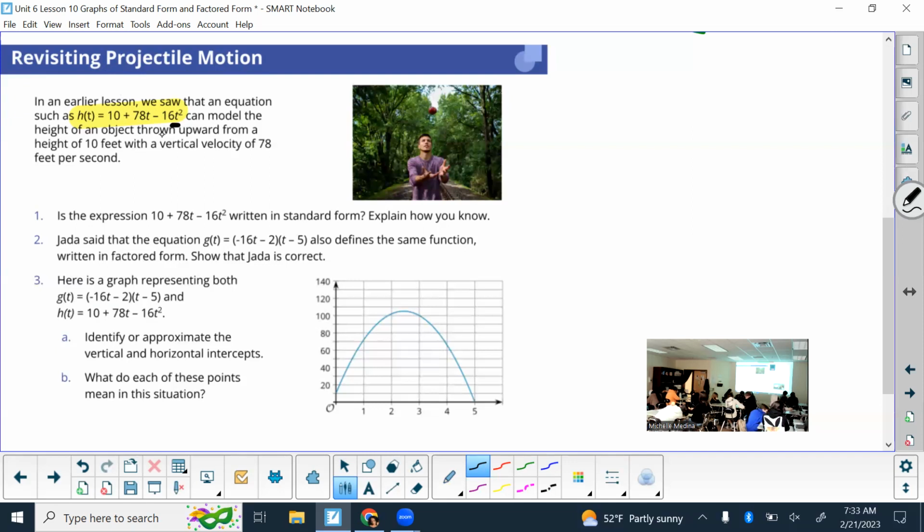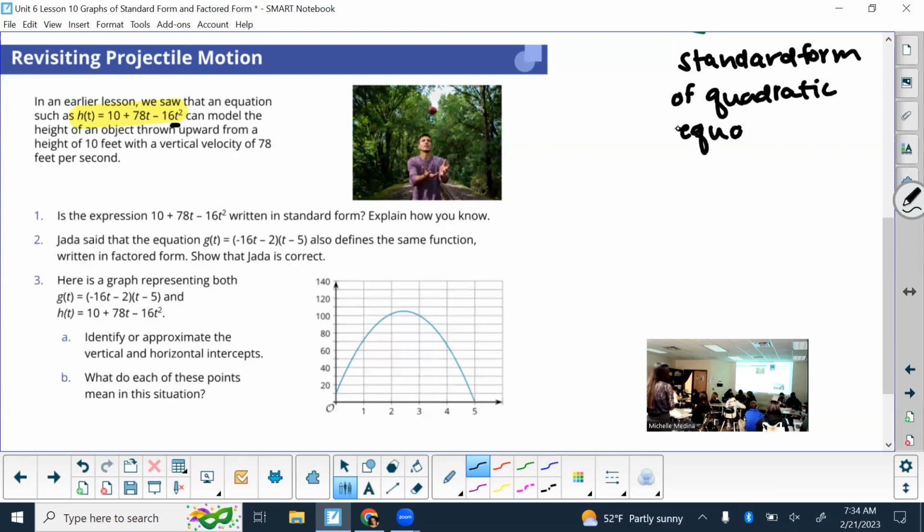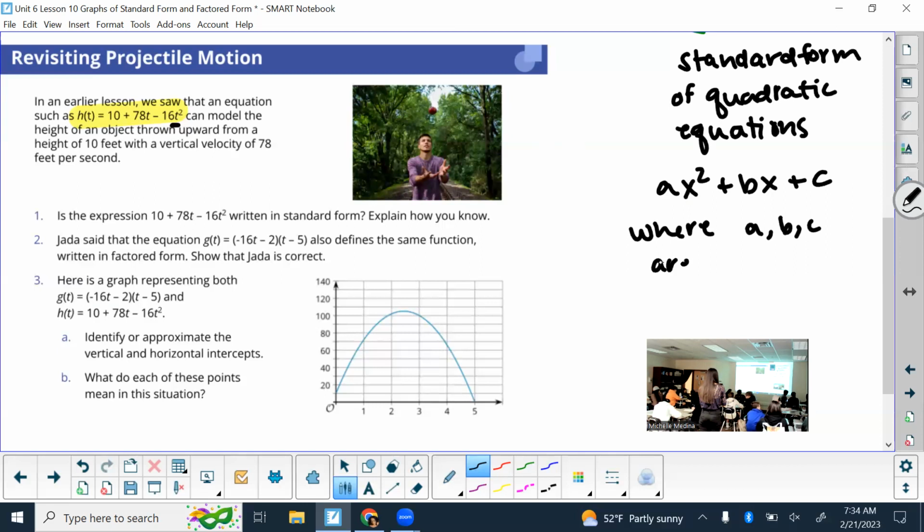Just so you know. So this says, is the expression written in standard form? All right, you probably don't know that yet because you haven't done lesson 8 or 9 yet. So I'll show you what standard form is. Standard form of quadratic equations, so I would write this down somewhere in a free space, is going to be in the form ax squared plus bx plus c, where a, b, and c are numbers. Maybe it's equal to y or f of x, something like that.